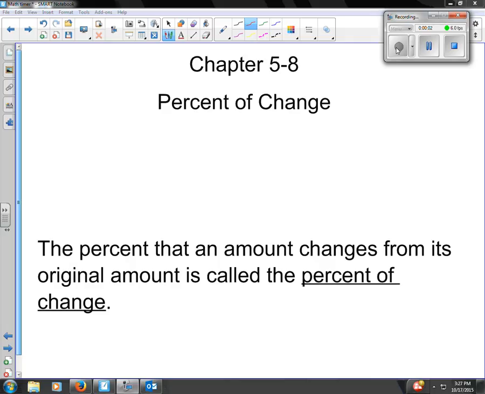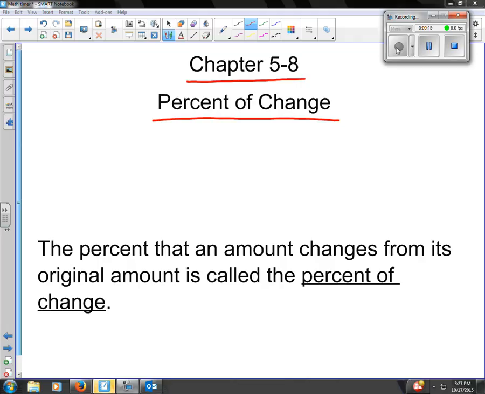Okay, we are in chapter 5, section 8, and you have that St. James heading. Then you write chapter 5, section 8, underlined in red, and then percent of change underneath that, also underlined in red. Okay, so percent of change.